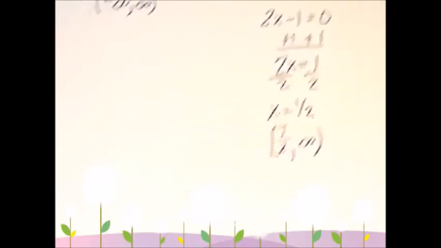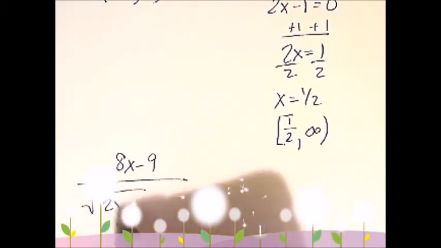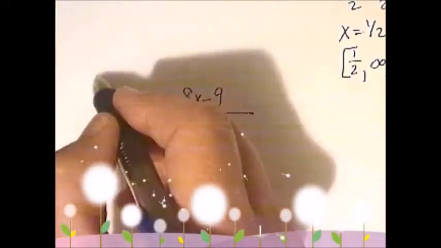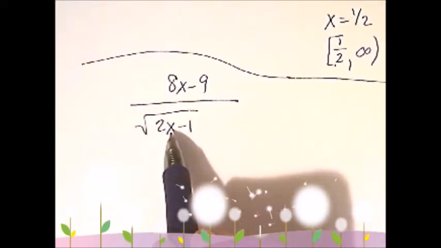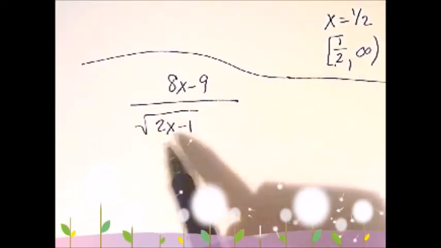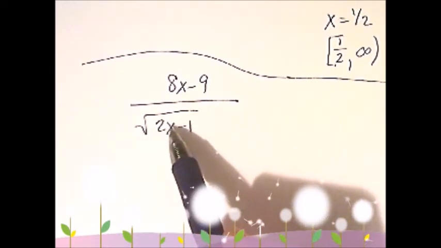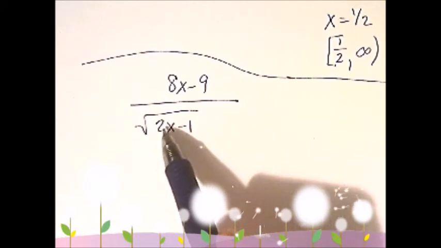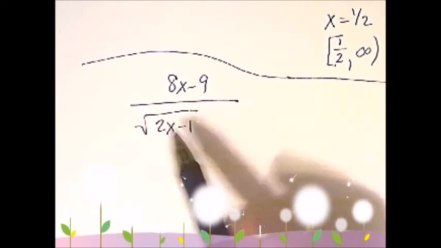Now what if we had a problem where we had 8x minus 9 over the square root of 2x minus 1 for my function, and I'm asked to find the domain? Well, in this situation, even though x can be 1/2 and make this 0, we can't let it be 1/2 because it's in the denominator.